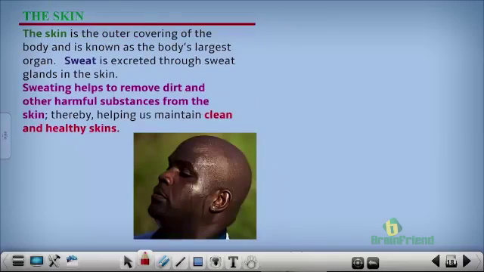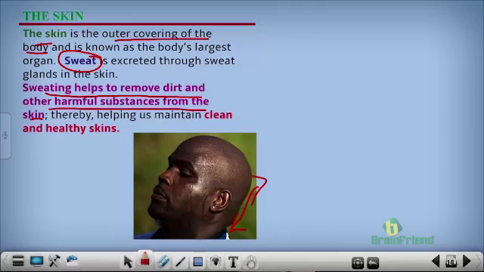The skin, on the other hand, you will wonder why we say the skin is an excretory organ. Let's describe the skin. It's the outer covering of the body. It is known as the largest organ found in the body. Sweat is the product that is excreted through the skin. Sweating helps us remove dirt and other harmful substances from the skin.